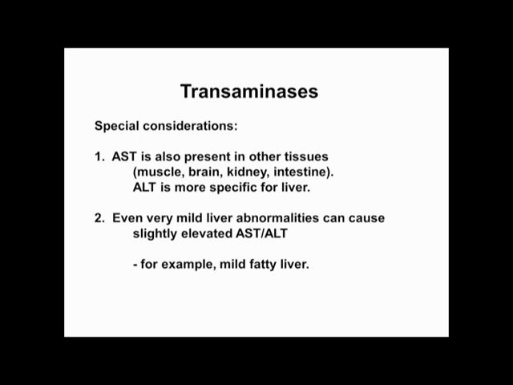Now you have to consider that AST is also found in other tissues. Muscle is a big one. So if you get in a motor vehicle accident and your right leg is crushed, your AST level may be very high, but the ALT should be much lower because you've crushed muscle. Muscle has a lot of the AST, but it doesn't have very much ALT. And these are very sensitive tests in that even a little bit of liver injury can cause these to go up enough to be detectable.